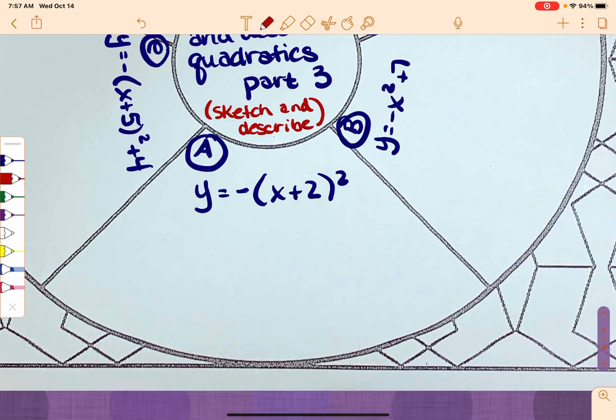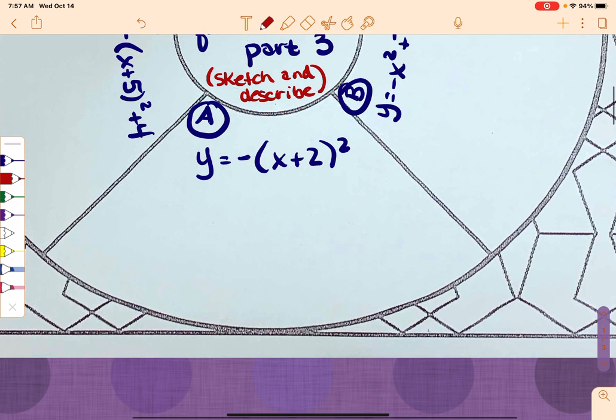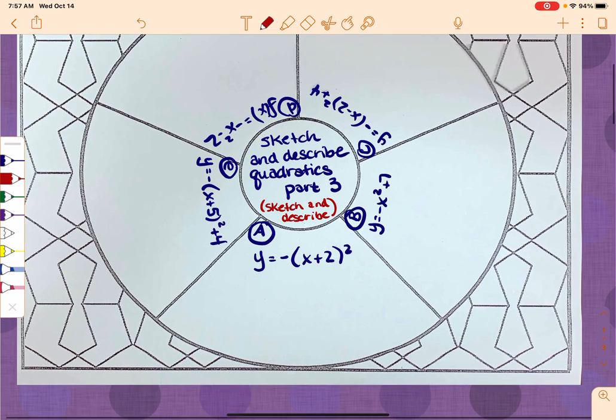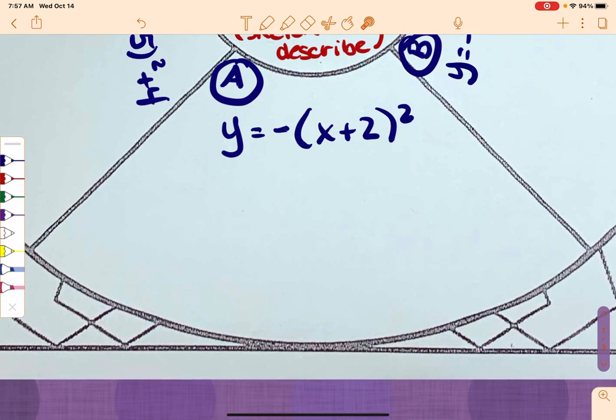Okay, so let's start with A. Now, you'll notice on A, B, C, and D, I did y equals with those. And then for D, I did f of x just to throw something different in there. But remember, we said f of x, like a function name, and y are interchangeable if you need to think about it that way.